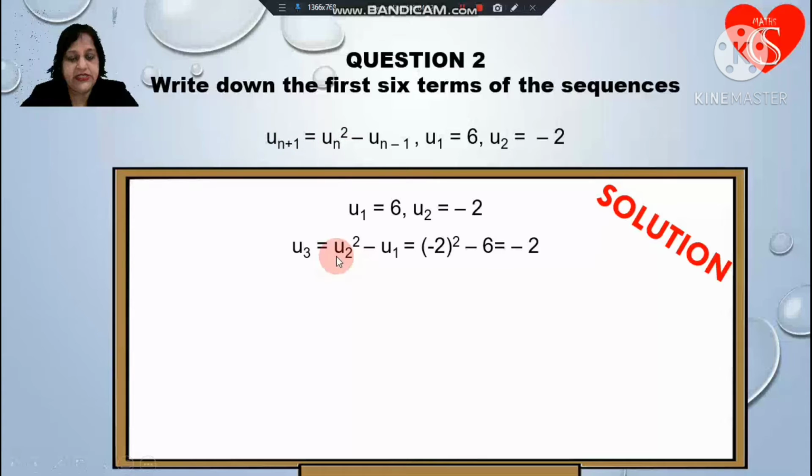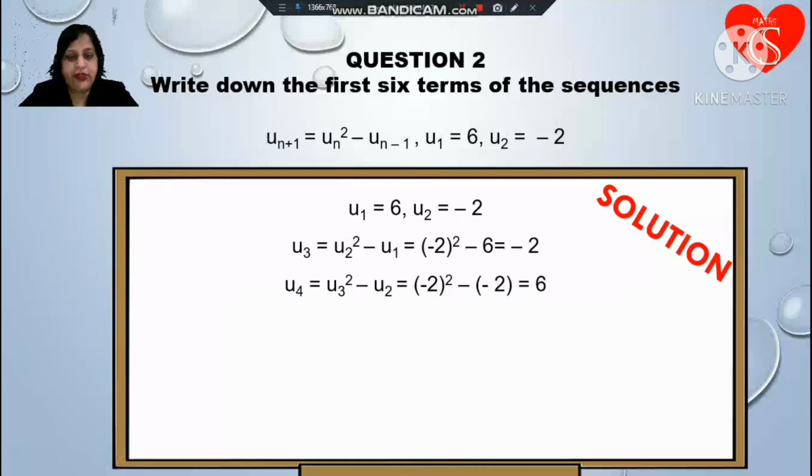That means here is the second term squared minus the first term. So therefore your third term is actually the second term squared minus the first term. Put in the value of the second term, which is negative 2, square it and minus the first term to obtain the value of the third term, which is negative 2.